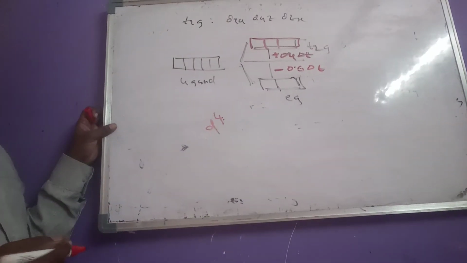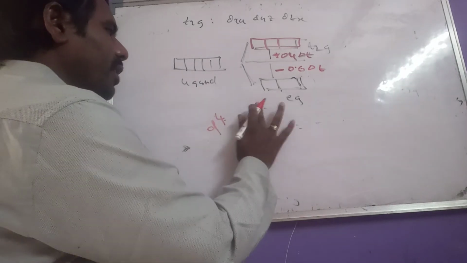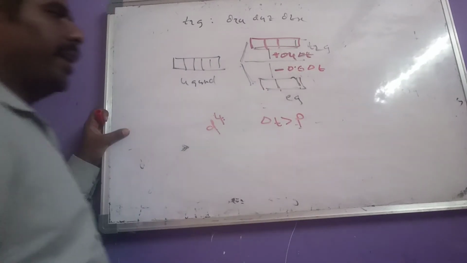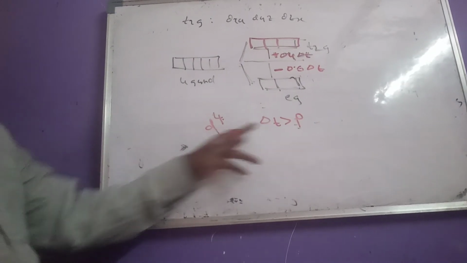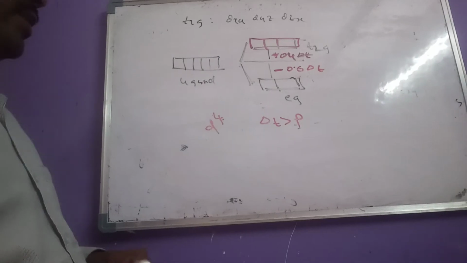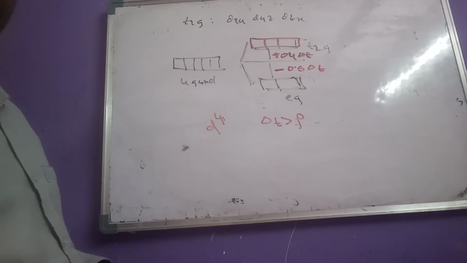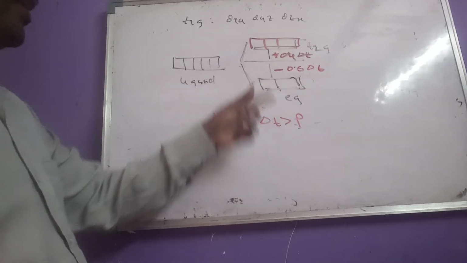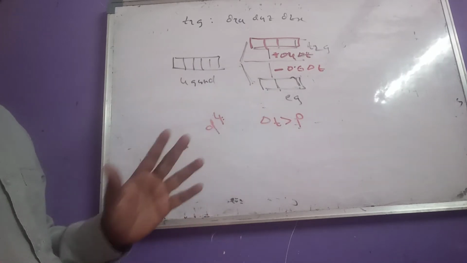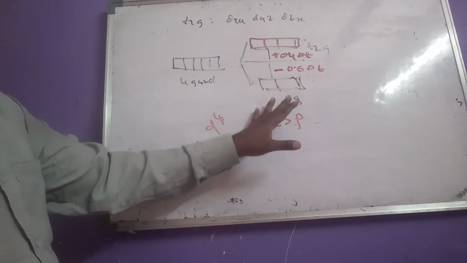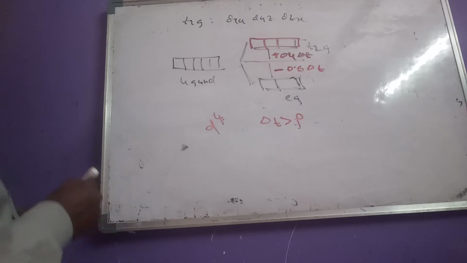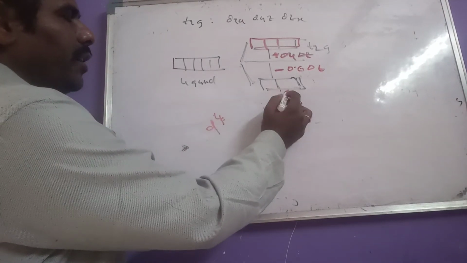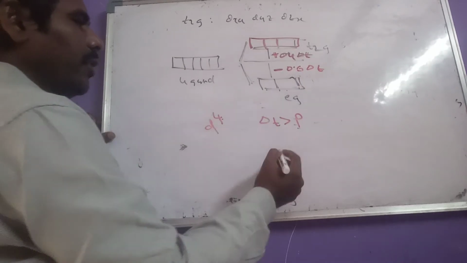Its configuration is d4, and the question they have given is: if delta T is greater than pairing energy, what is its configuration? As delta T greater than pairing energy means it is a strong field ligand, there is no need to follow Hund's rule. Therefore, we have to fill the 4 electrons in the e orbitals only. No need to go to t2.